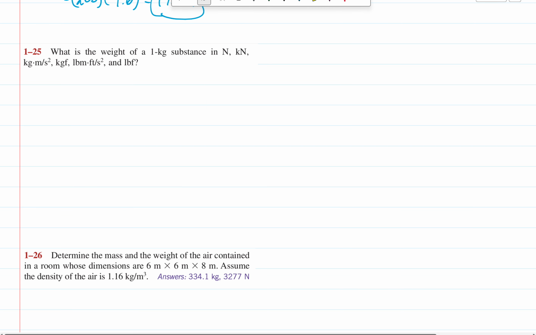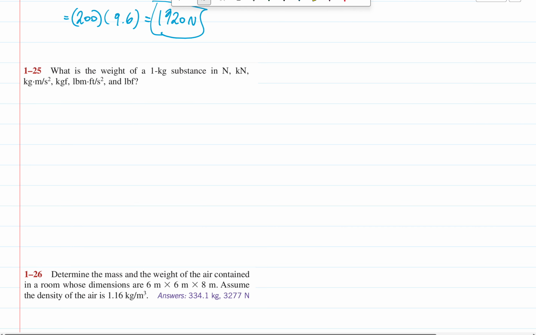For this one, this is kind of tricky. It's not tricky, but it's kind of long. So we all know that weight is just the mass multiplied by gravity. We're going to use this in here. In the question, we want to know in newton, kilonewton, kilogram. Yeah, we want to know all of them.